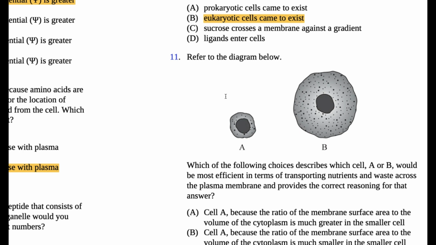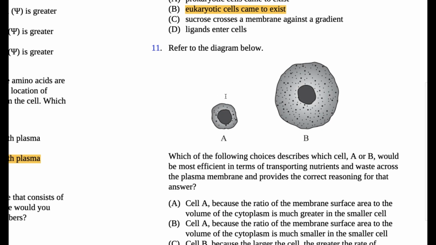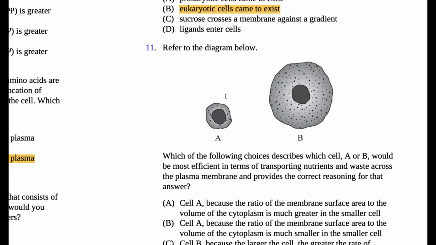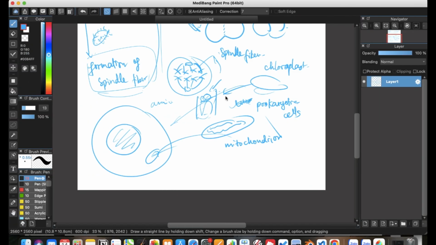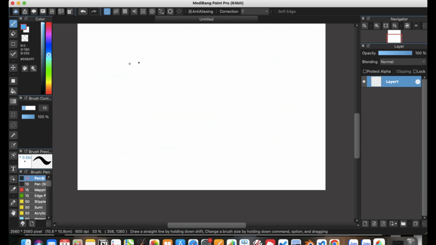Let's take a look at question 11. Refer to the diagram below. Which of the following choices describes which cell, A or B, would be most efficient in terms of transporting nutrients and waste across the plasma membrane, and provides the correct reasoning for the answer? For this type of question, we're going to need to pay attention to the equation here. So this is the area to volume.